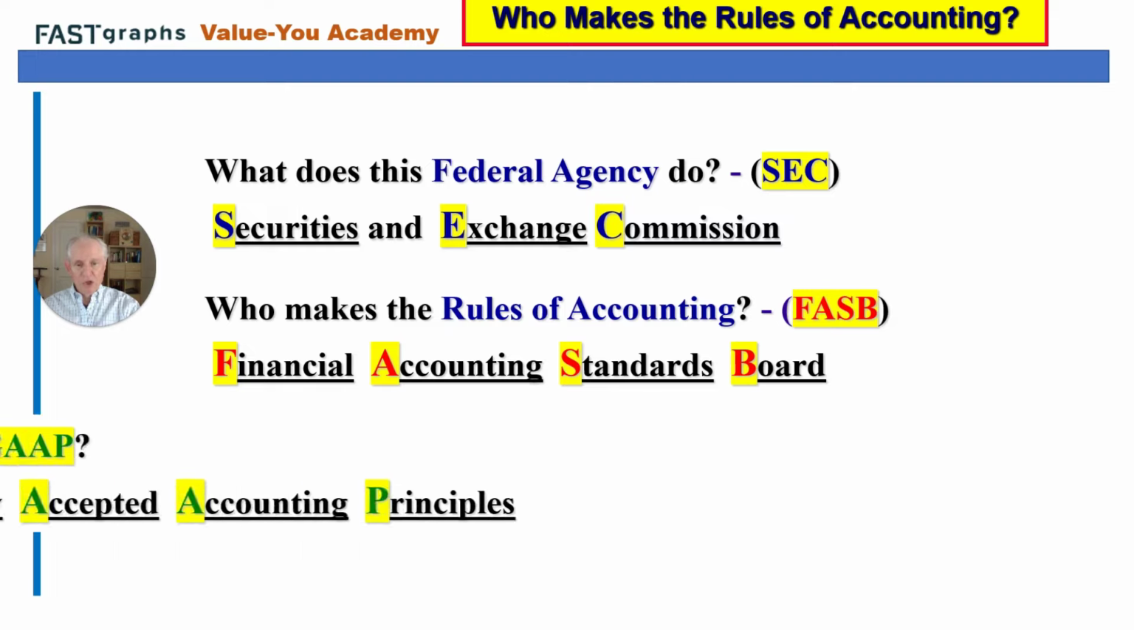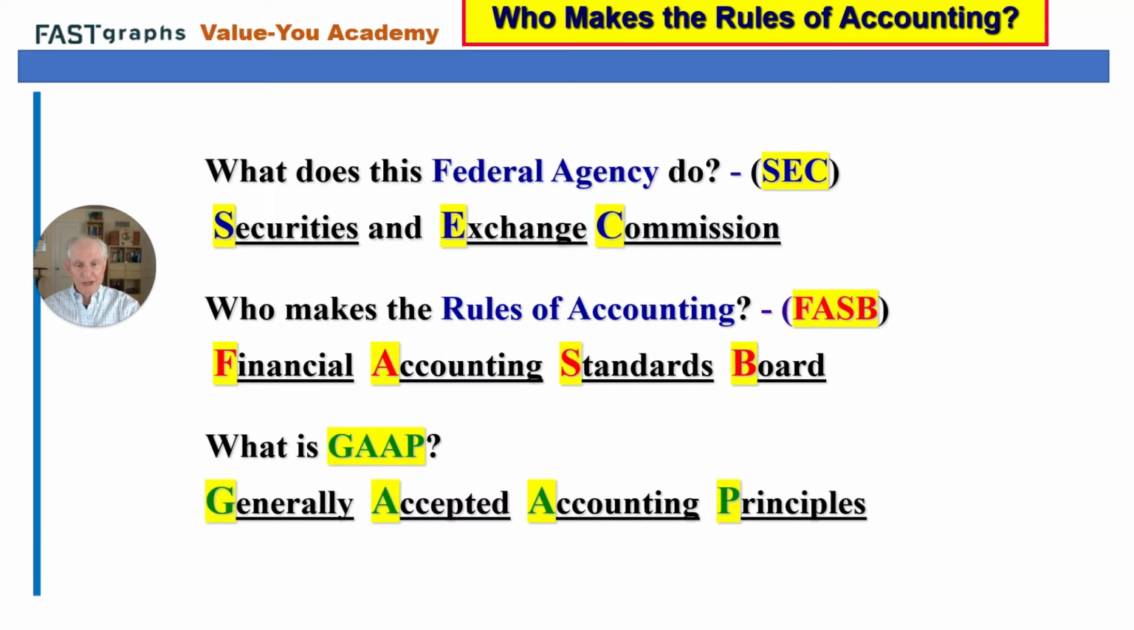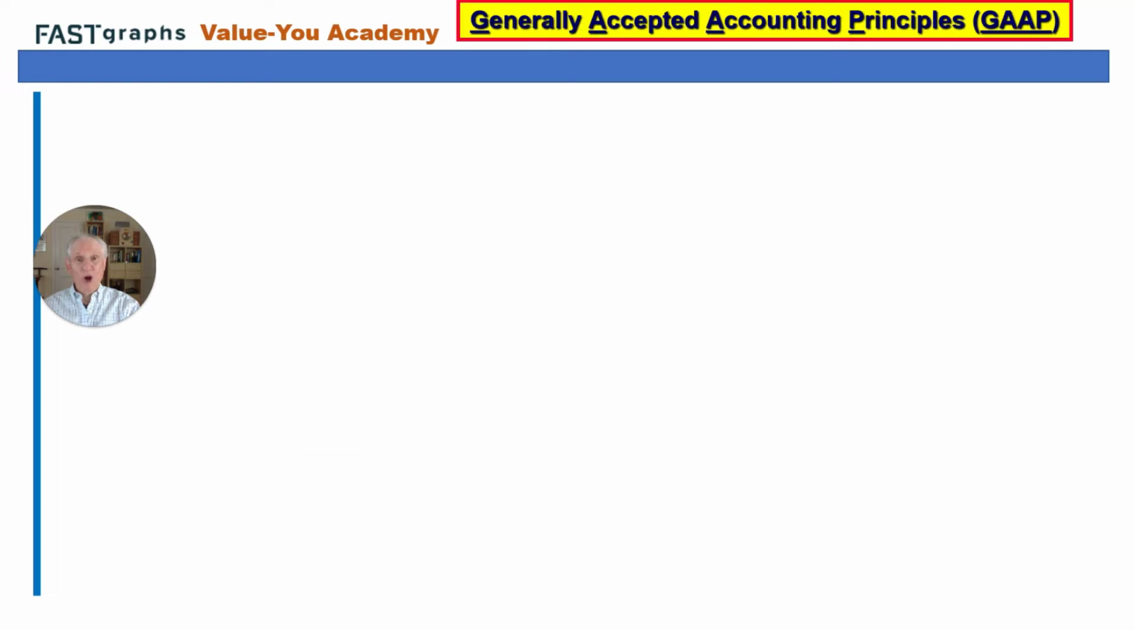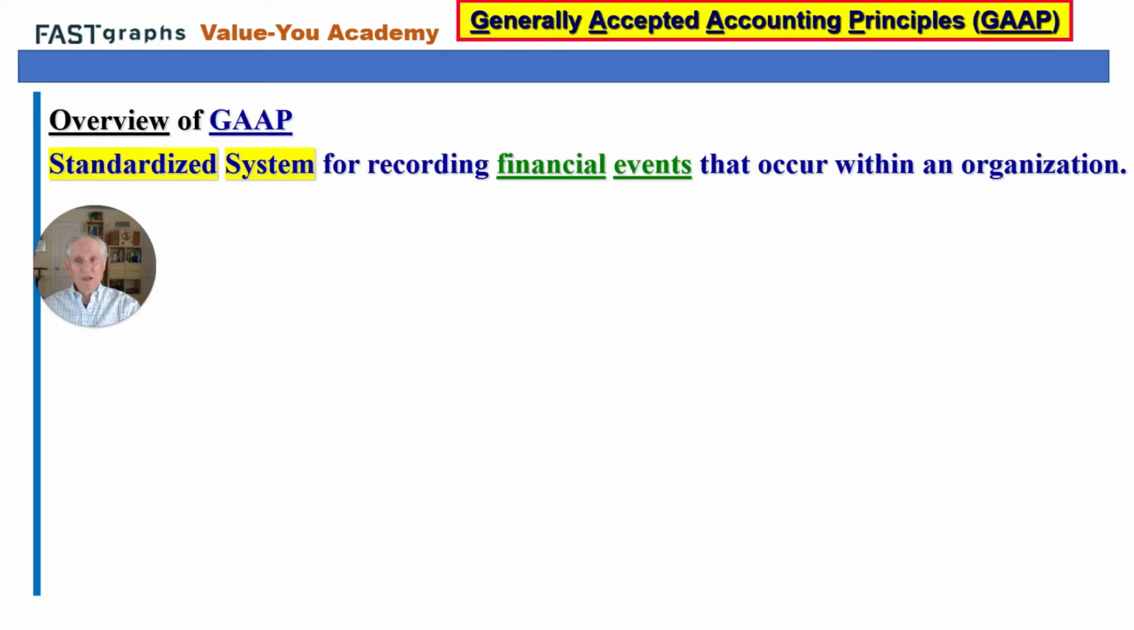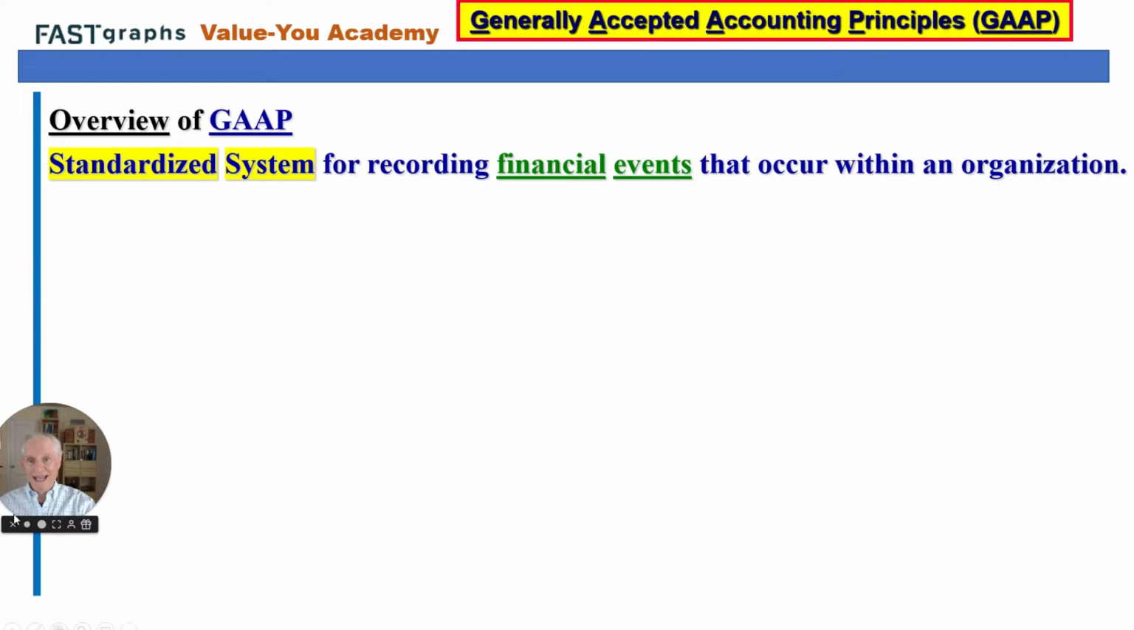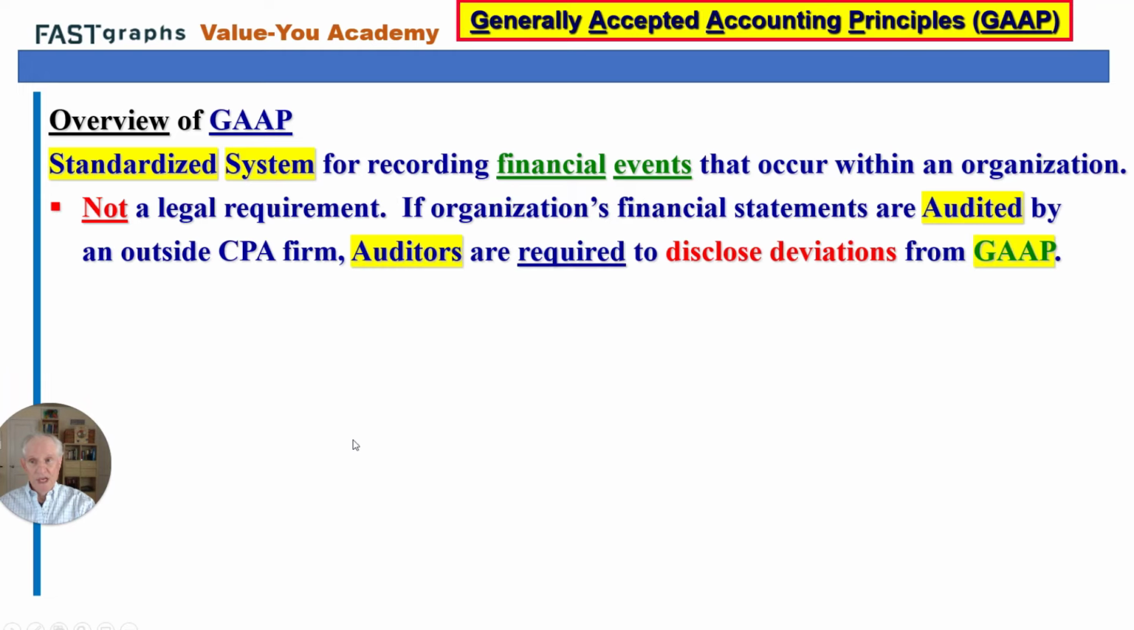And the rules are called the Generally Accepted Accounting Principles of the United States, or GAAP, and that's with 2 A's. All right, what is GAAP all about? Well, here's a basic overview. It's a standardized system for recording financial events that occur within an organization. It's not a legal requirement. You don't have to do it.